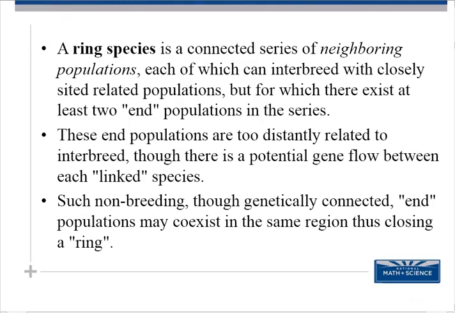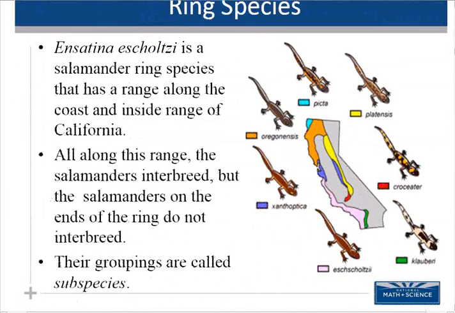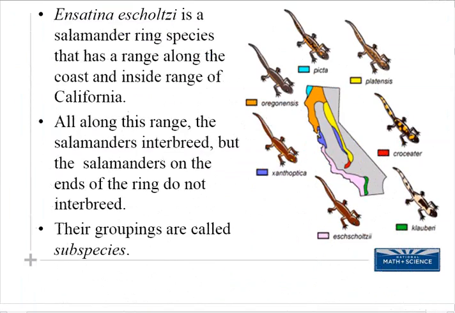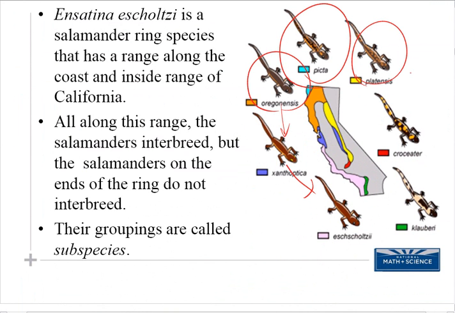Let's look at this picture. So look at these salamanders in California. The salamander at the top is connected geographically to the one on each side of him, so their ranges overlap. And then this one's range overlaps with the next one, which overlaps with the next one. On this side, his overlaps with his overlaps with his. So we call each of these subspecies. They also use the term ring species.